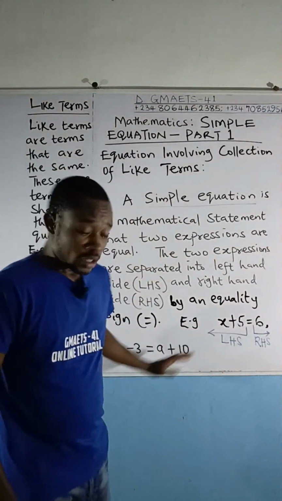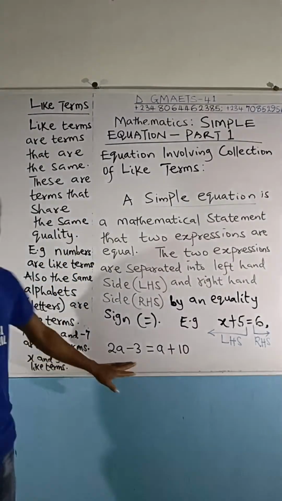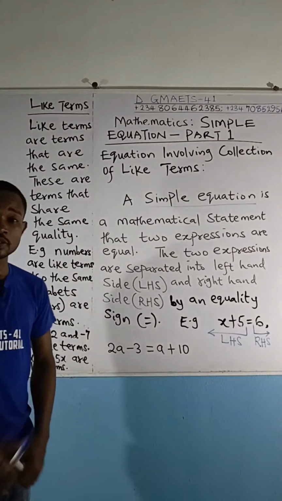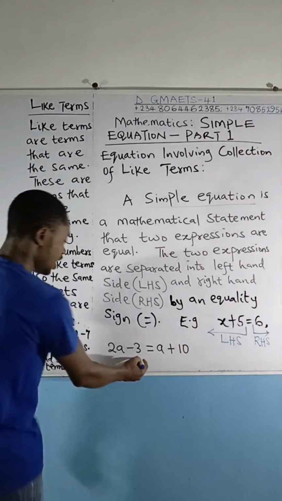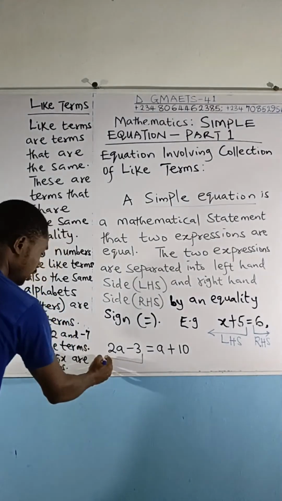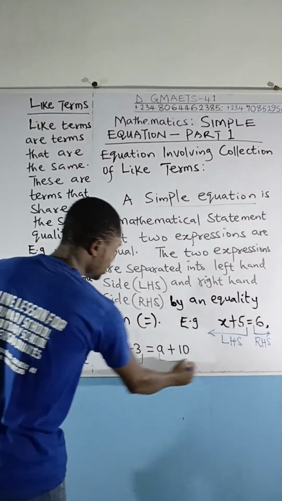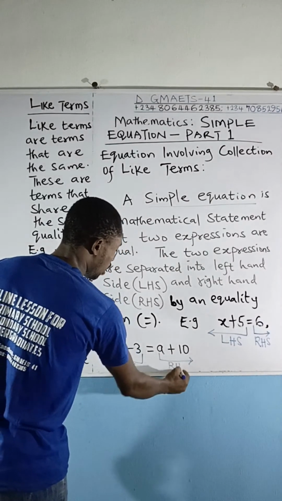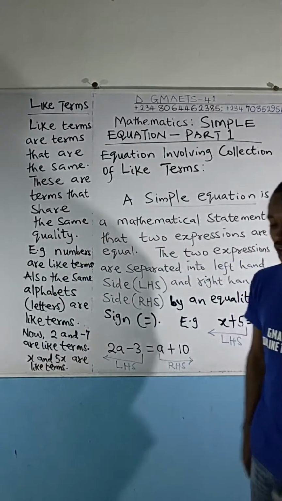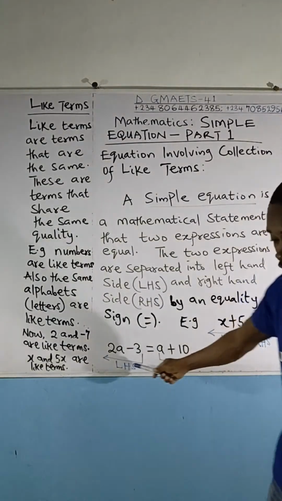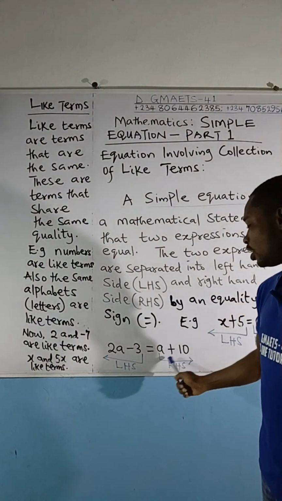So, this is an equation we have on the board, and I've told you why this is an equation. 2a minus 3 equal to a plus 10. This is the left-hand side of the equation, from here this way. And from this part this way is the right-hand side. If I ask you what we have on the left-hand side, we have 2a minus 3. And on the right-hand side, we have a plus 10.